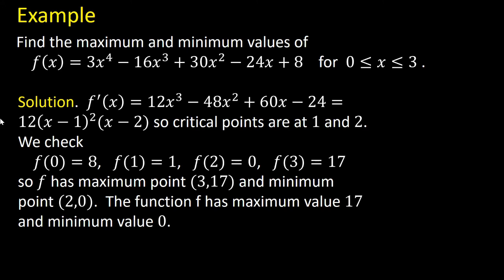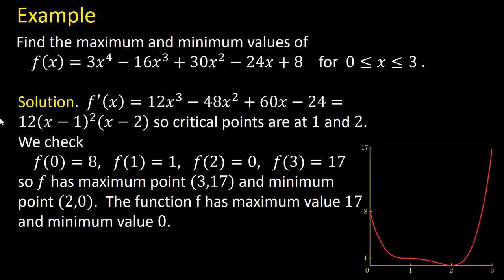Now I take the values of the function where? I evaluate the function at those critical points. So I need to evaluate the function at 1 and 2. I also evaluate the function at the endpoints. So all those are my candidates for local maximum and minimum. Out of those 4 values that I get, I pick off the maximum value, which is 17, the minimum value, which is 0. I get the maximum and minimum value of the function. Here I'm also telling you the maximum point. There's only one maximum point and one minimum point in this case.